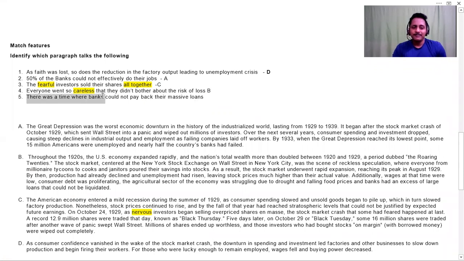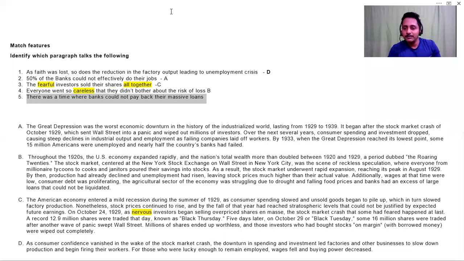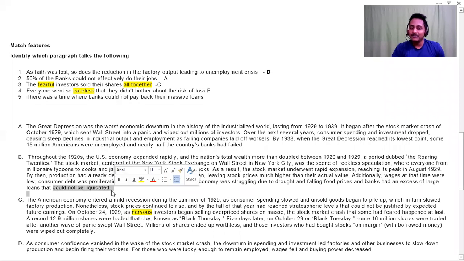There was a time where banks could not pay back their massive loans. Anyone here work in the bank? Correct. Manjusha, Binaya, missed your chat by 1 second. 5B, perfect. Pooja, correct. Lakshya, correct. Manjusha works in the bank. What is liquidating? It cannot be liquidated. What does it mean? Loans could not be liquidated means what? Manjusha, what does it mean? She worked in the bank. Let's understand that.